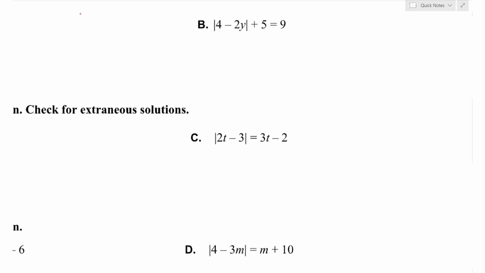This problem is different because you have an absolute value plus 5 equals 9. So we have to address that plus 5. What you have to do first, before we even think about different solutions, is address that 5. So now we have the absolute value of 4 minus 2y equals 9 minus 5, which gives you 4. Remember, 5 minus 5 is 0.